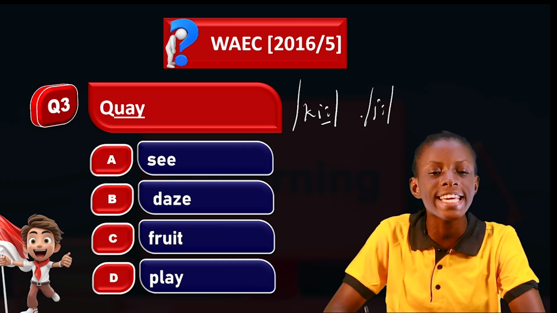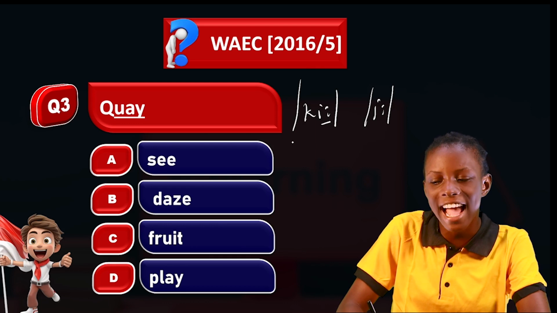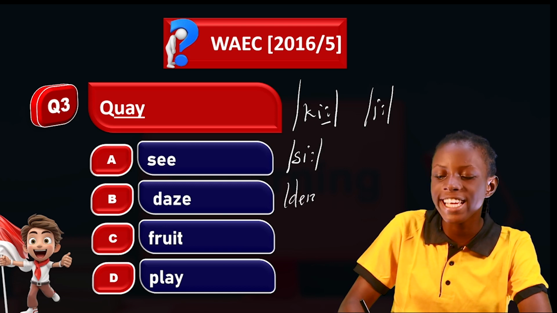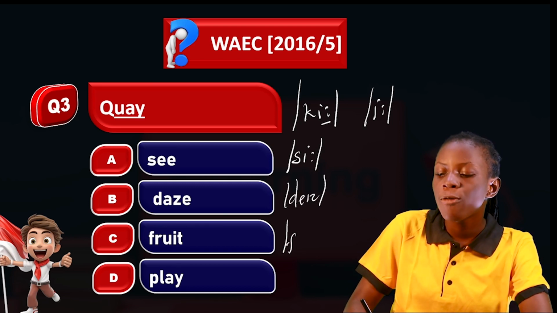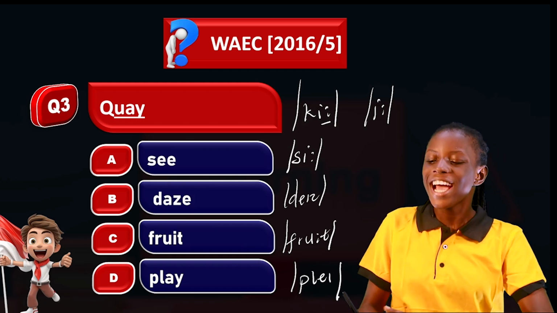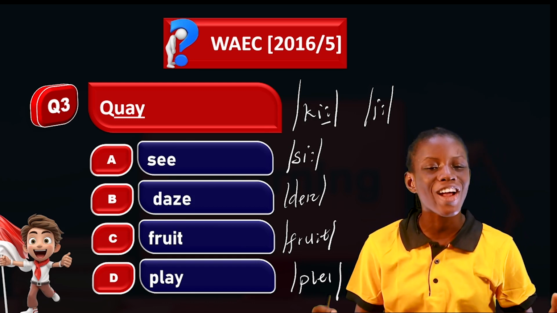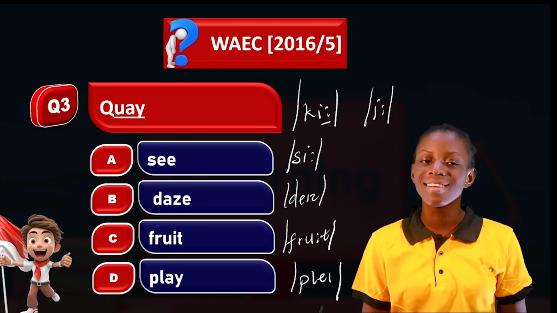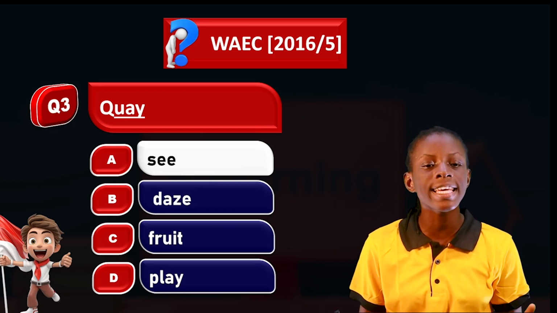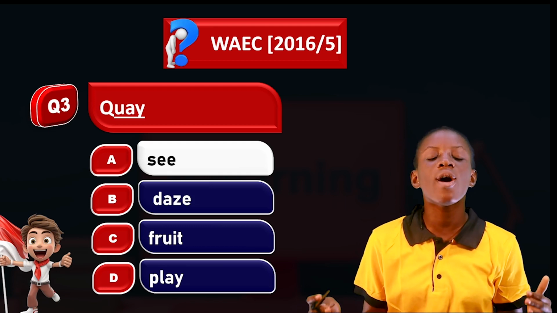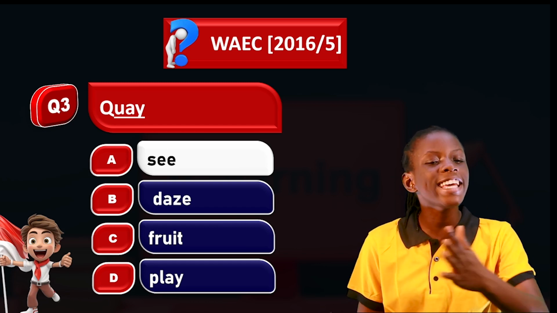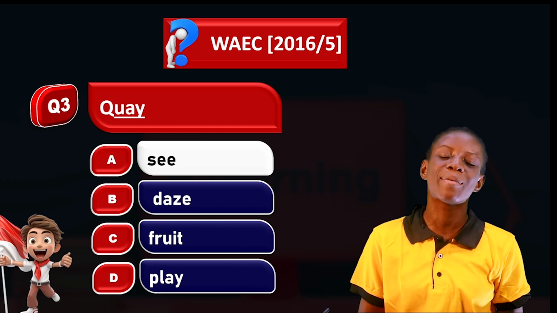Option A is C, /siː/. Days is /eɪz/. Fruit is /uː/, fruit. And play is /eɪ/, play. Have we successfully transcribed our options and our given word? What is our answer? Evidently our answer is option A, C. Only C amongst our options has the same vowel sound as key, /iː/. This sound is found in these two words, making option A our answer.